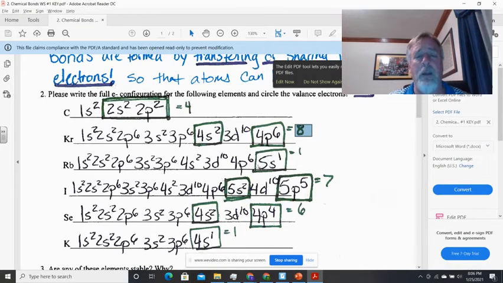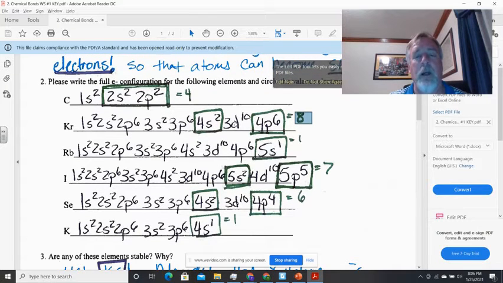And we're going to do the same thing going on down: find the highest energy level, circle whatever's in that highest energy level, and then count the electrons you circled.